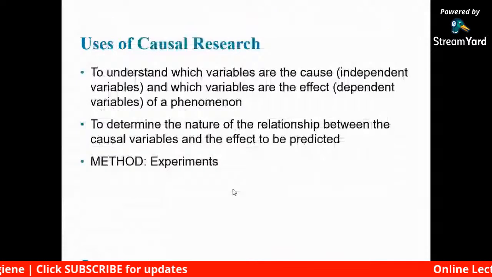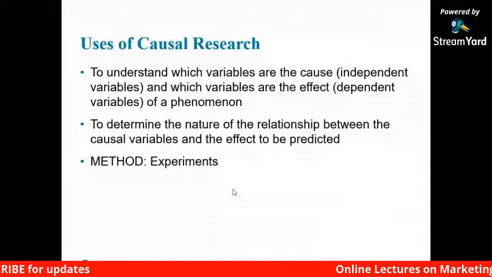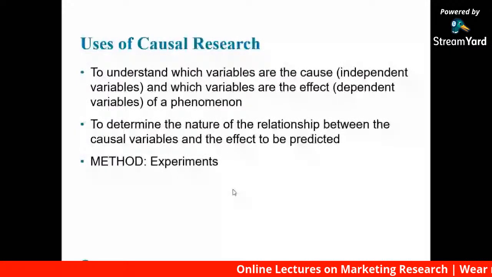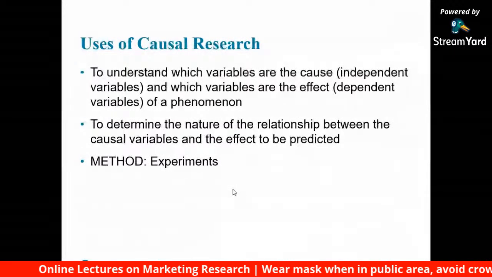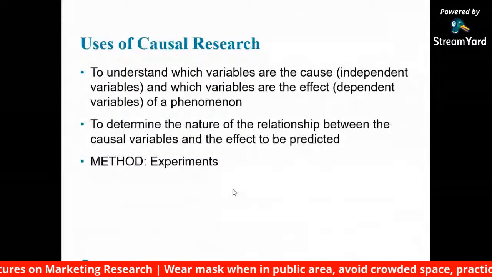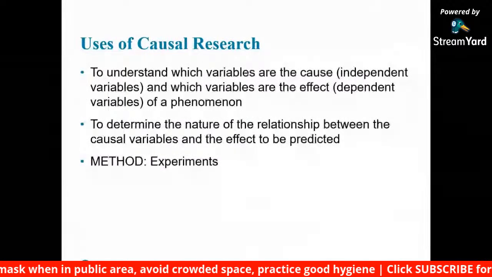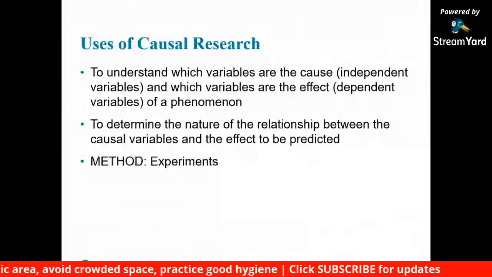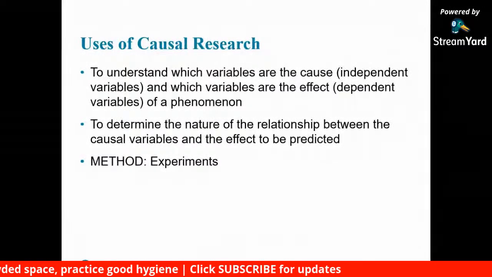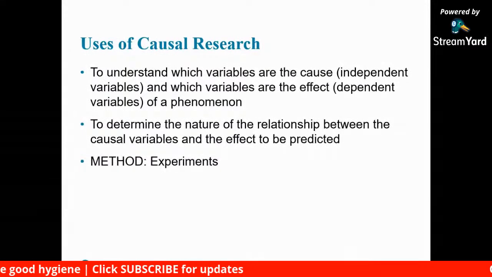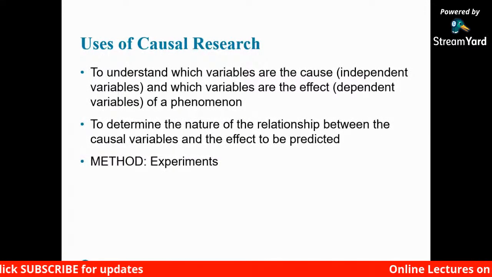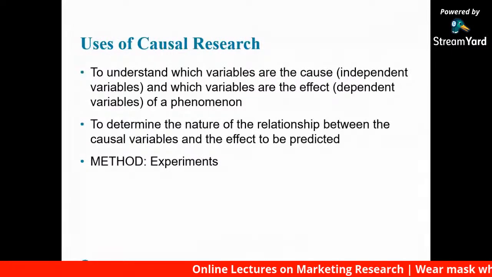All right, another one. Research done through experiment, we call it causal research. From the term causal, we want to determine cause and effect. Then we need to do experimentation. Okay.